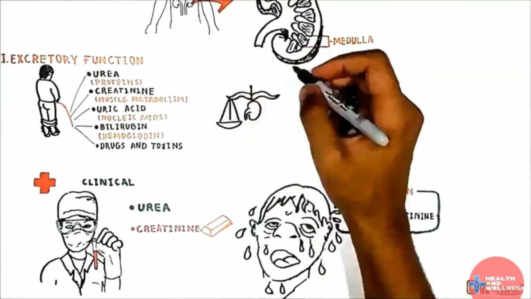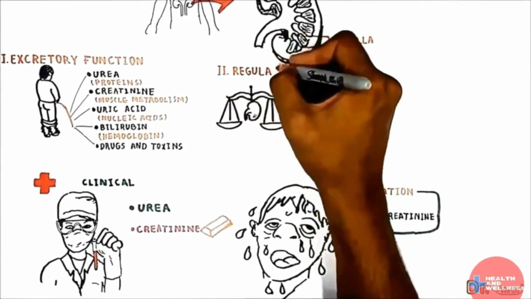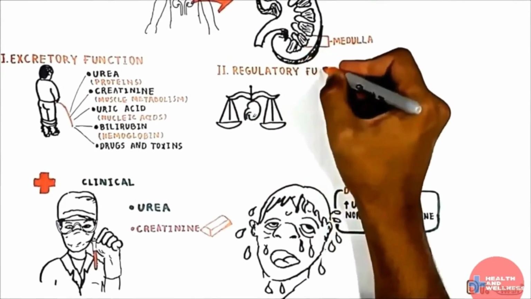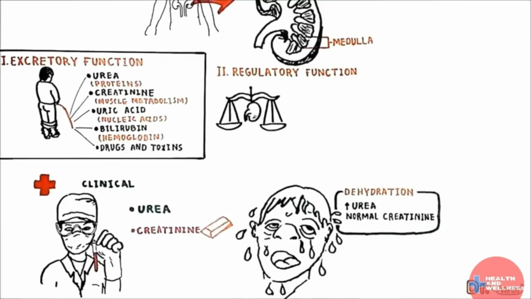The second function of the kidneys is the regulatory functions. First, the kidneys regulate the balance of water. This means when someone drinks more, more water will be removed from the body, while when less water is consumed, the kidneys retain more water in the body, preventing dehydration.